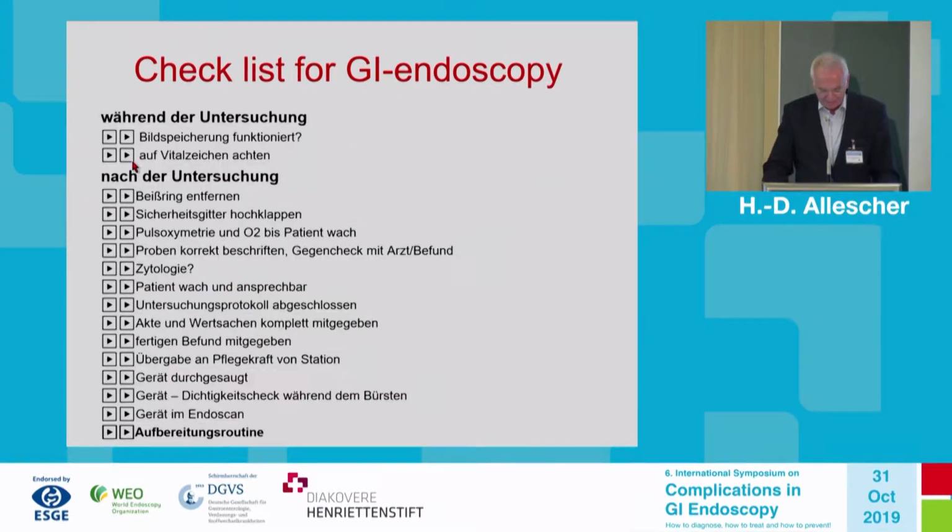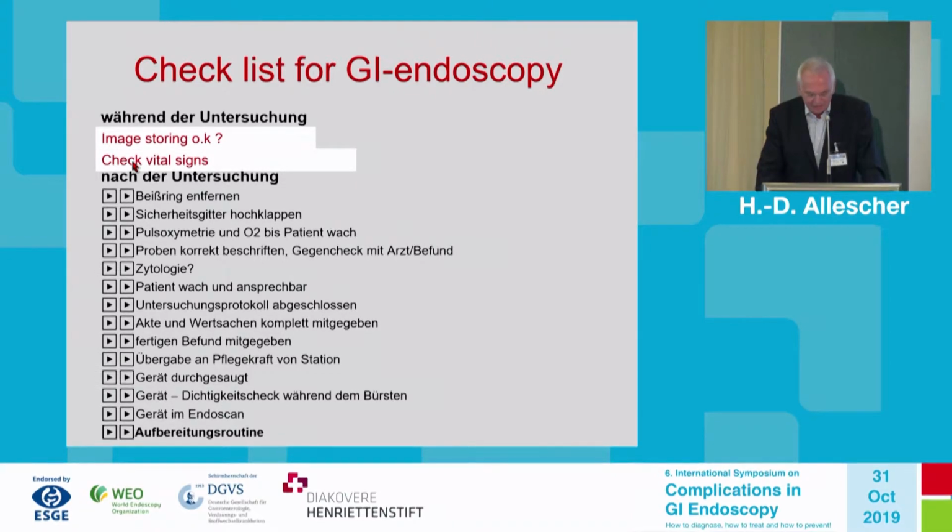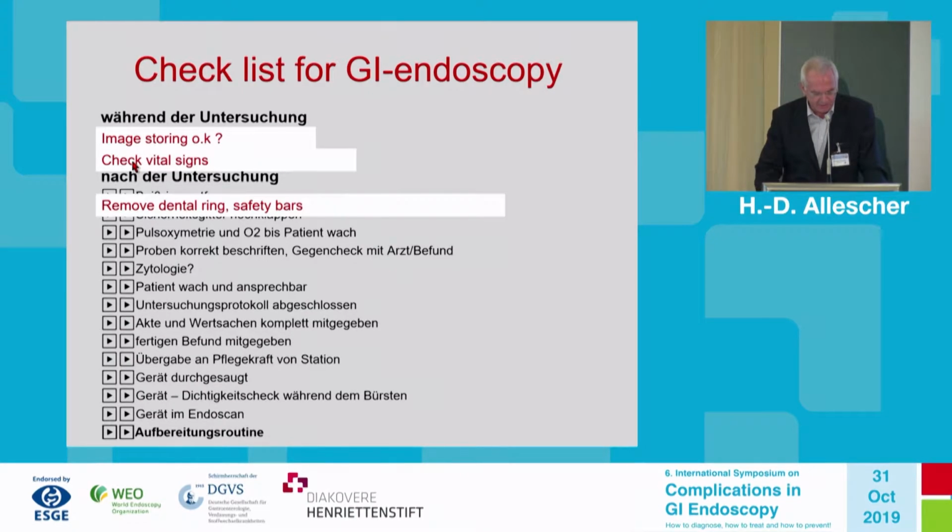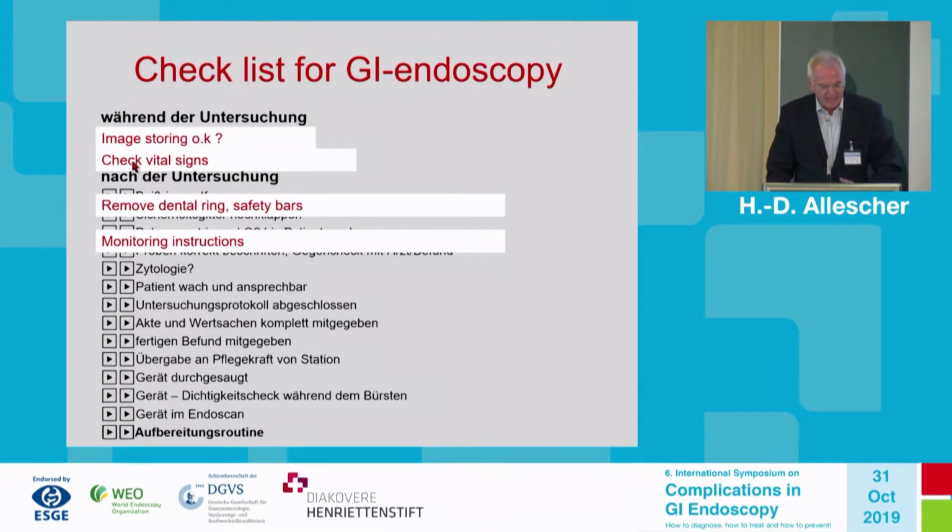Then you should have a correct positioning of the patient. That's normal. Then during the procedure, you should check if there is a correct image storing, and you should for sure check all the vital signs and document them during the procedure. After the procedure, there also should be definitions how you should remove, for example, the dental ring, or we have a very clear procedure how to put up the safety bars on the stretcher to really rule out that the patient can fall off the stretcher.